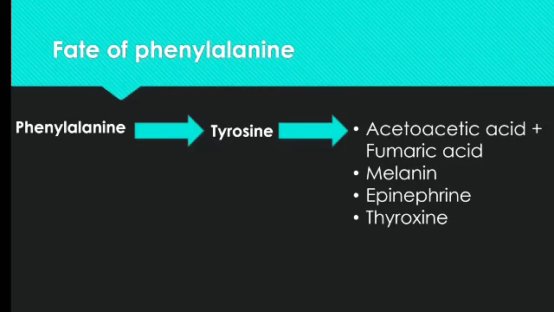I have mentioned the fate of phenylalanine. The phenylalanine gets converted into tyrosine, and from tyrosine into major forms. It causes the production of acetoacetic acid and fumaric acid. What is acetoacetic acid? Here I have mentioned previously that phenylalanine is partly ketogenic and partly glucogenic. The ketogenic action is produced by the acetoacetic acid and the glucogenic action is produced by the fumaric acid. In addition to this, it also produces melanin, epinephrine, thyroxine, and dopamine too, but in a different manner. Okay, and one more thing I have to mention, that catecholamines are mainly produced from tyrosine.